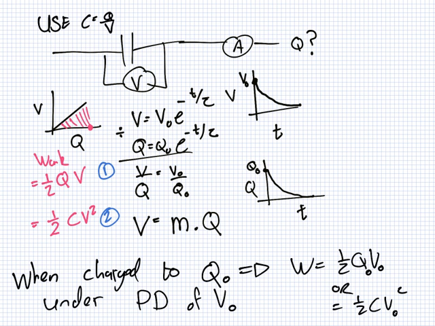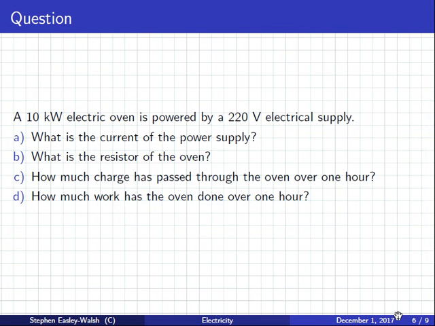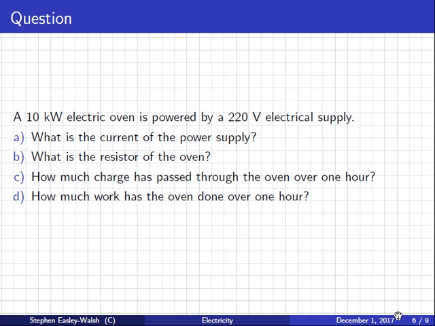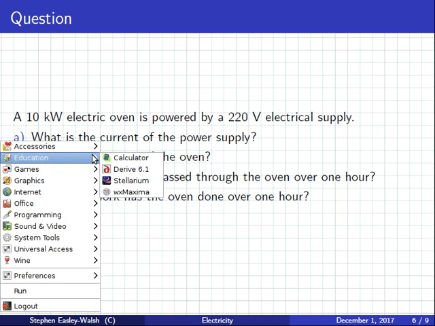Okay, you got this? Continue? Okay, let's see. Here we've got two questions. The first one: a 10 kilowatt oven is powered by a 220 volt electrical supply. What is the current here? So what formula could we use to get the current for part A?